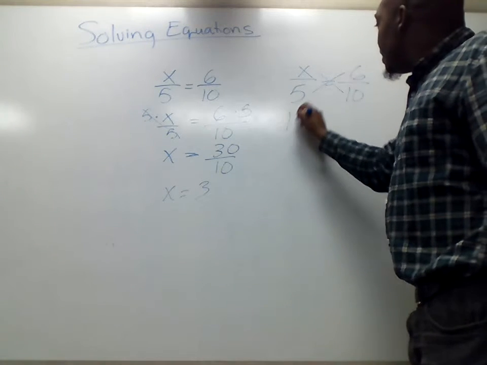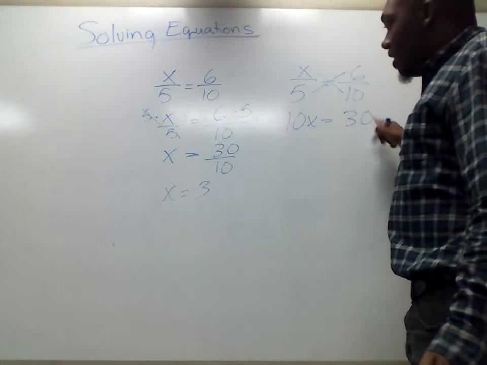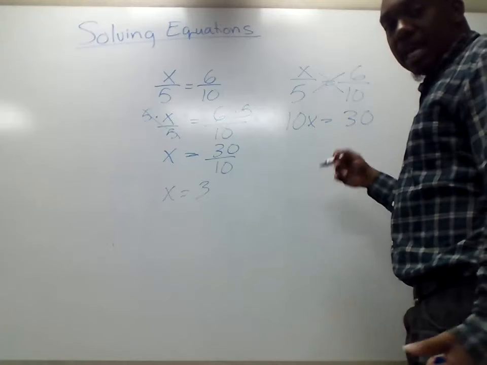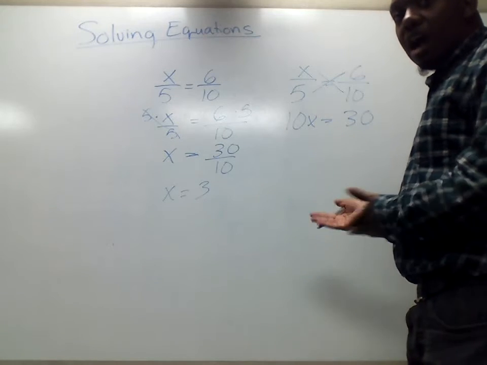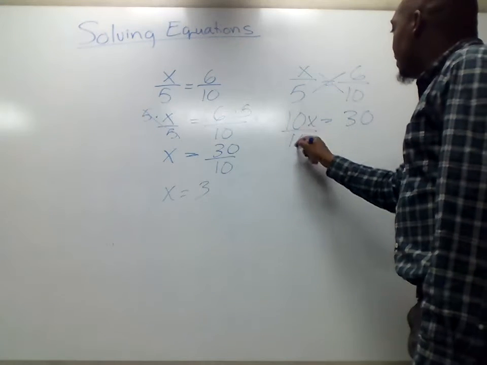And so when you do that, they get 10x equals 30. So 6 times 5 equals 30. 10 times x equals 10x. Quite simple. From there, how would you solve this? Well, this is, again, just a one-step equation. So now we will just divide both sides by 10.